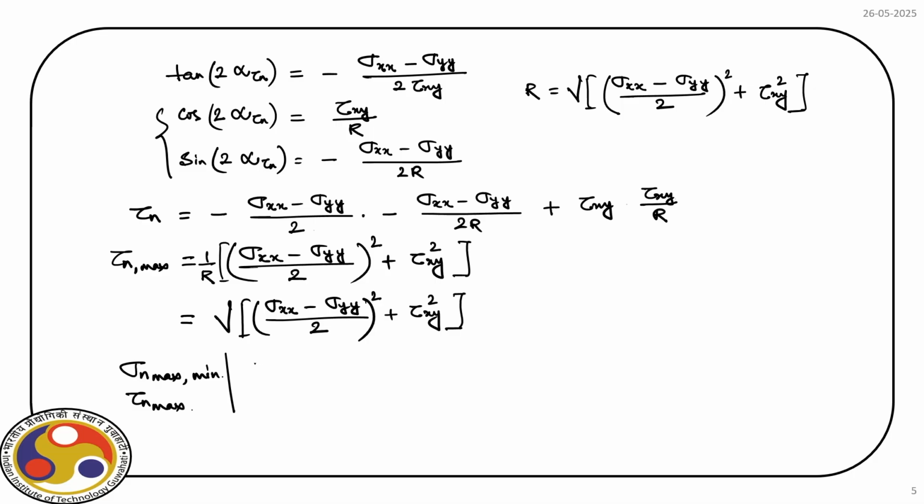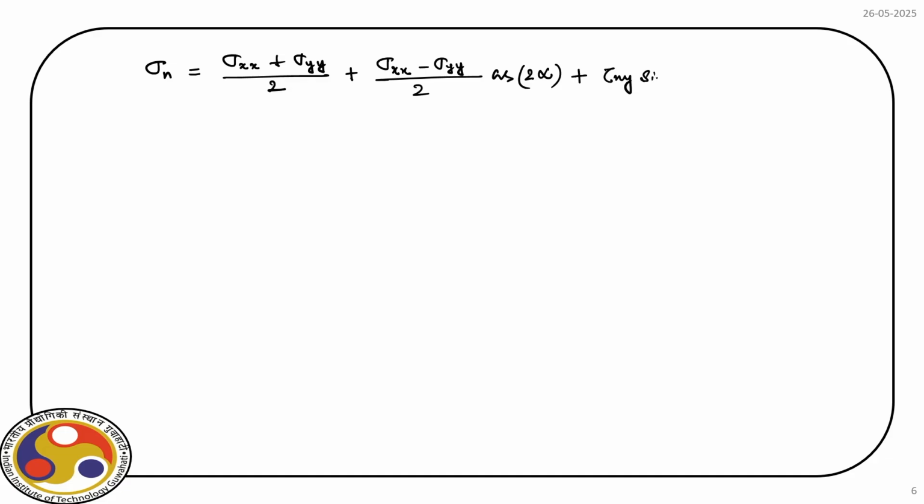We also get alpha sigma n and alpha tau n, right. So, that gives us the complete expression for the maximum values of normal stress and shear stress. Now, finally, we can address the question with which we concluded our last lecture: can we combine sigma n and tau n and derive a single expression?